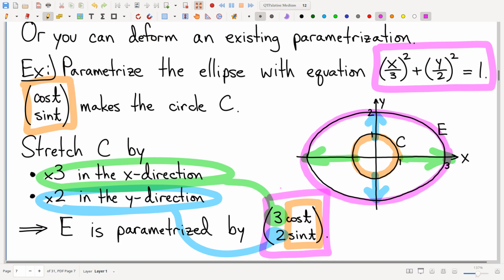Wow, how would I have done this otherwise? I don't know. It seems like it'd be hard. I can start with something I already had and just tweak it to get my new thing.